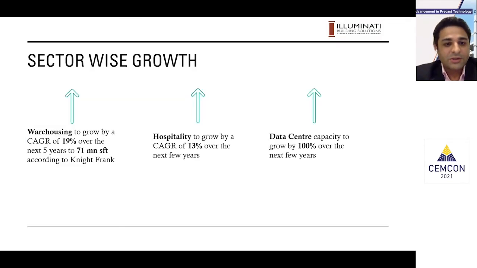So a quick synopsis is warehousing is slated to grow at a CAGR of 19% over the next 5 years. Hospitality, 13% over the next couple of years. Data center capacity is expected to double in the next couple of years.